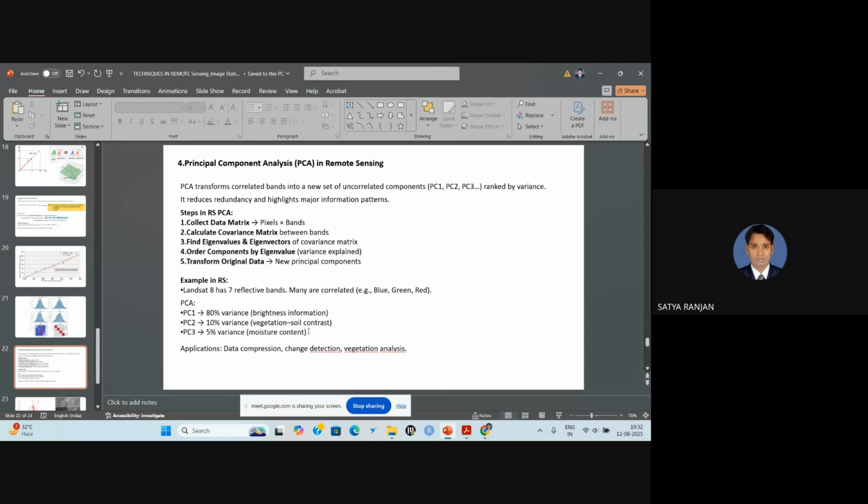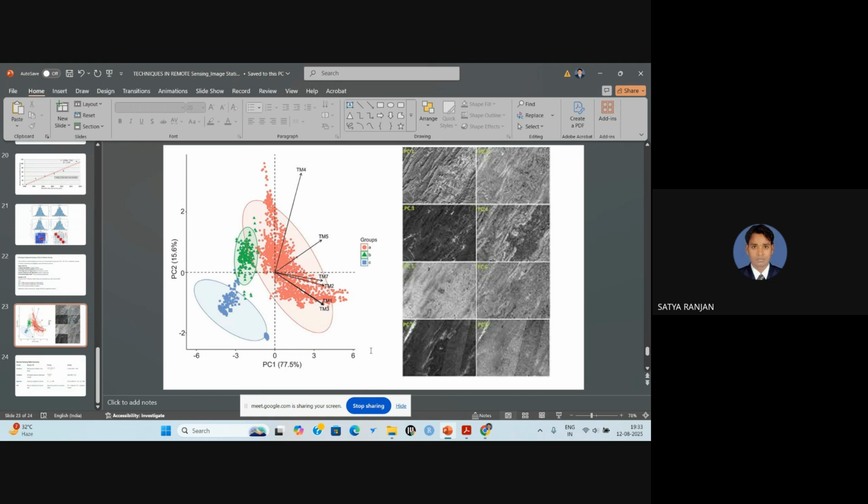Suppose in a particular 2D dimension, we get one piece of information about the object. But if we create different dimensions, then the relationships change, and we get different information in each component of the principal component analysis. So applications are like data compression, change detection, vegetation analysis. So this is the principal component analysis.